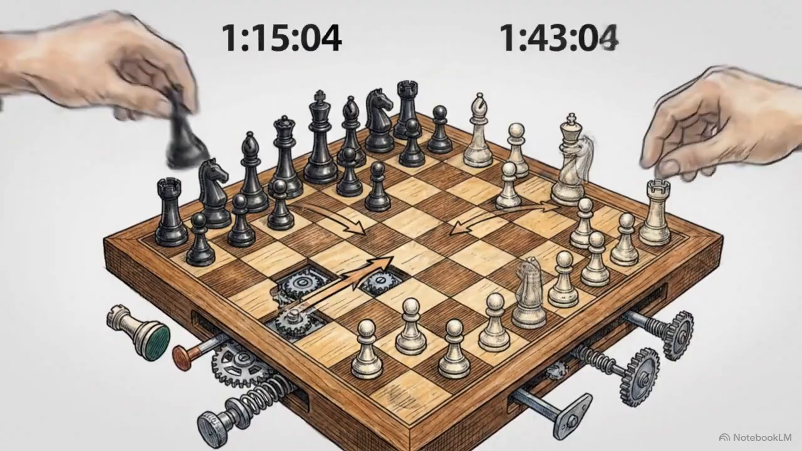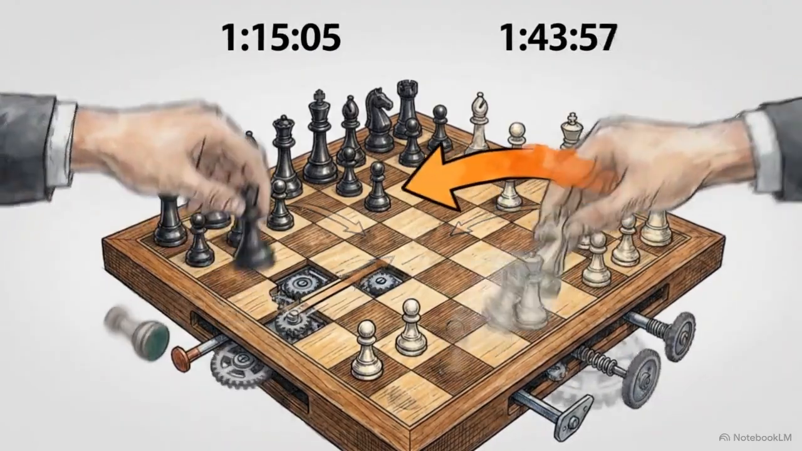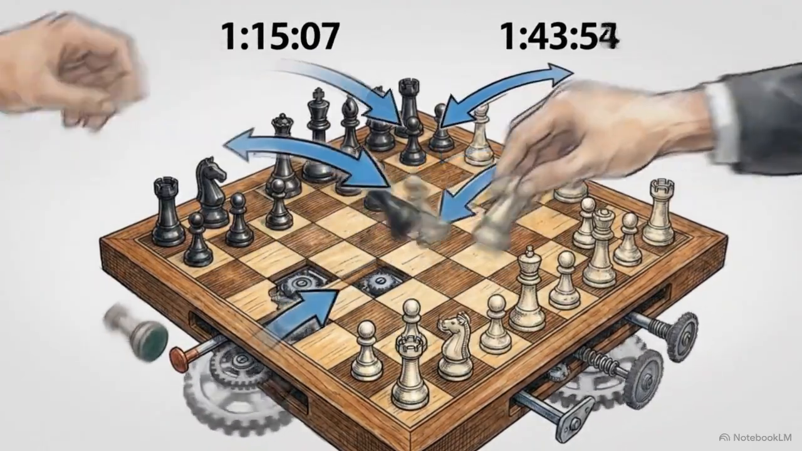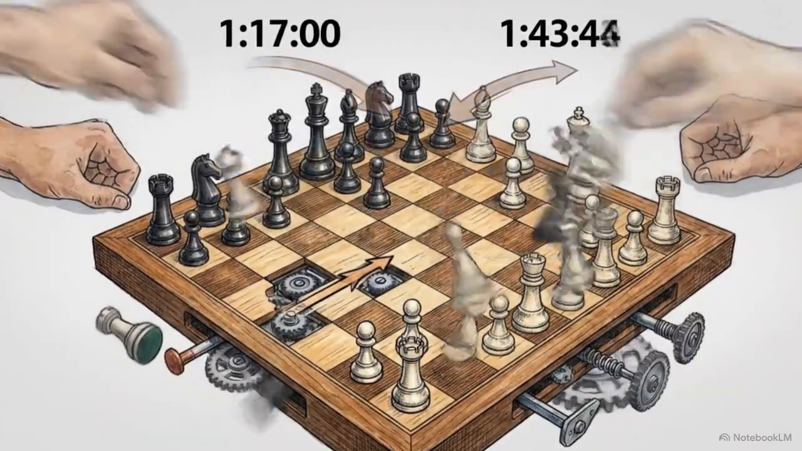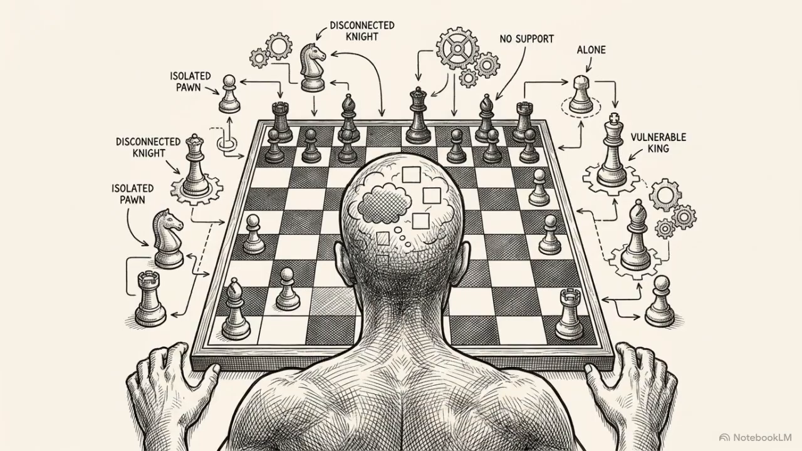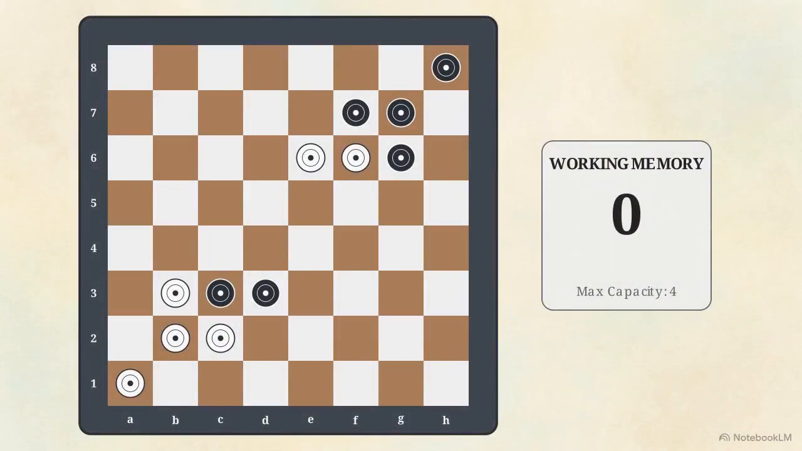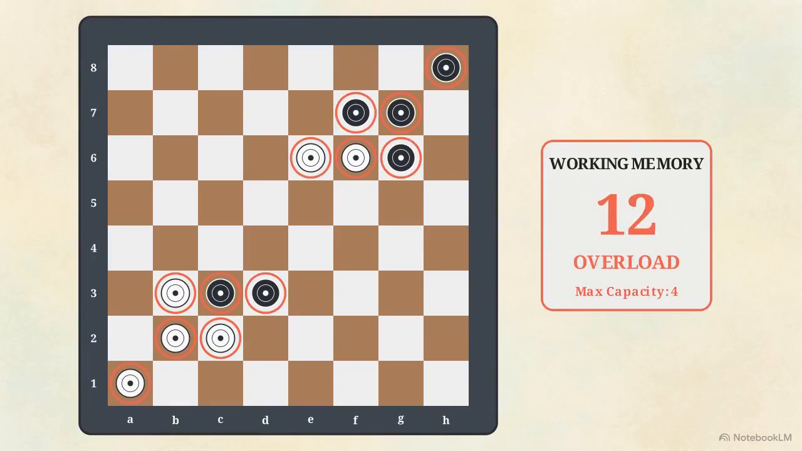To observe the mechanical efficiency of chunking in practice, we can examine the intense cognitive demands of evaluating a mid-game chessboard. When a novice player looks at the board, they perceive the complex layout exactly as it is presented, a scattered collection of independent pieces. As this visualization shows, the novice attempts to process every single piece individually. Tracking 12 separate pieces instantly overwhelms their strict 4-slot working memory limit.